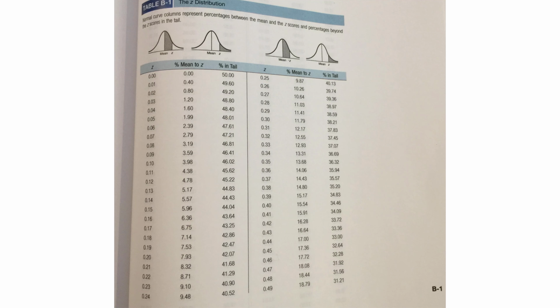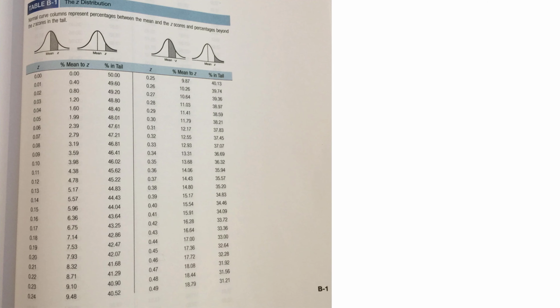This Z table only contains positive Z values. This is because the Z distribution is symmetrical. For example, the area above a Z score of positive 1 is the same as the area below a Z score of negative 1. Let's walk through a couple of examples.